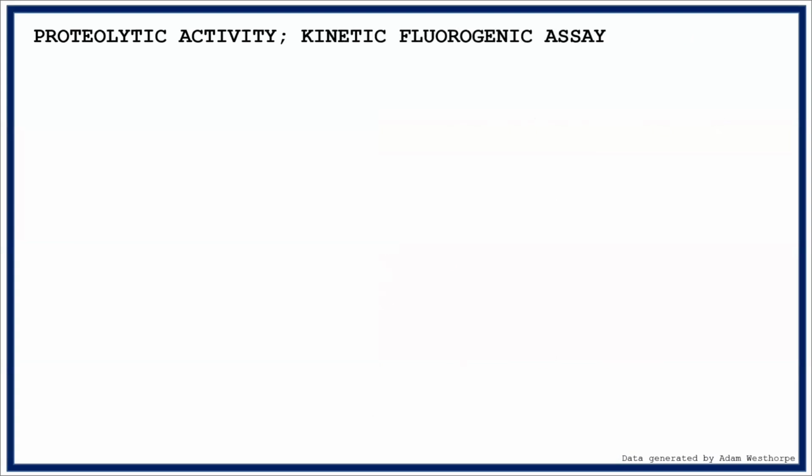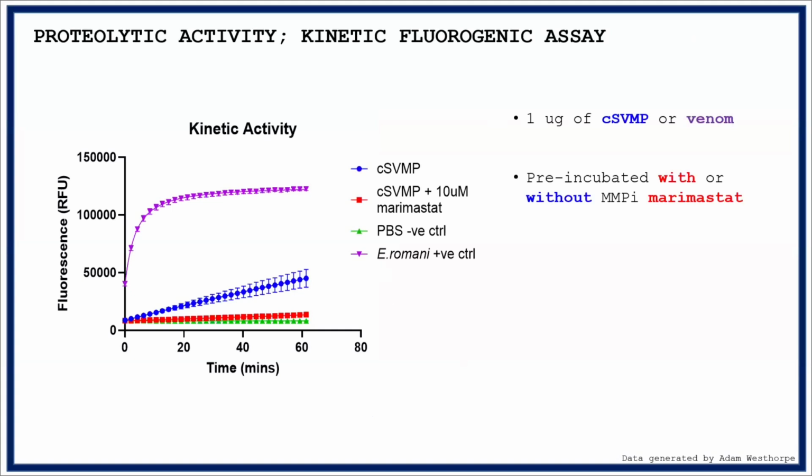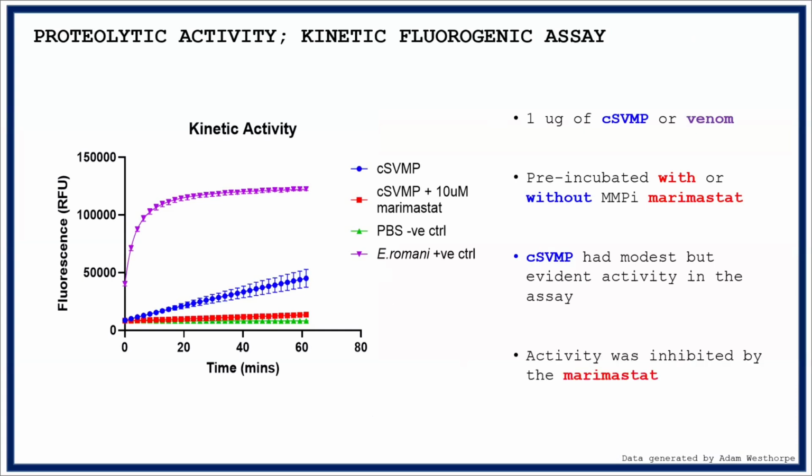And then finally, just to describe a kinetic fluorogenic assay, this is one that's used quite commonly to screen drugs against SVMP-rich venoms, and it involves incubating a set amount of toxin or venom, pre-incubated with or without a treatment, and then assessing the ability of the toxin or venom to cleave a synthetic substrate. As you can see, there was a modest activity from the consensus, particularly if you compare it to the Echis romani positive control in purple. But we were pleased to see that this modest activity was able to be inhibited by the matrix metalloproteinase inhibitor marimastat.